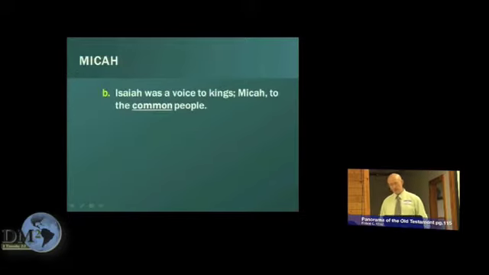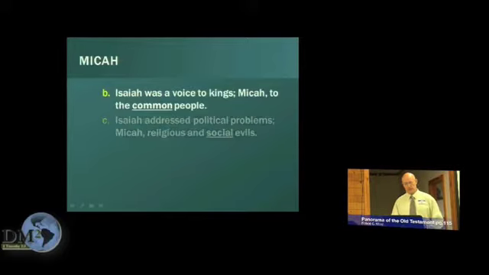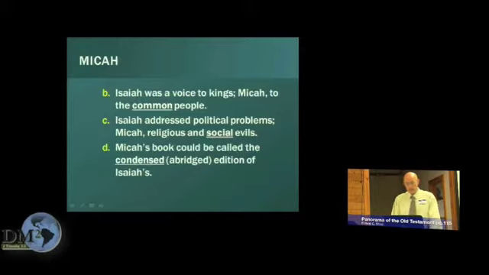Isaiah was a voice to kings. Micah to the common people, those who weren't kings. See, Isaiah is part of the royal family, so he has access to all this. He's from that line. Isaiah addressed political problems, and you expect him to do so as he's the voice to the king. It's also a lot of the reason why he has a lot of the prophecy about the King of Kings. It's connected to that. Micah's book could be called the condensed or abridged edition of Isaiah's. The condensed edition.